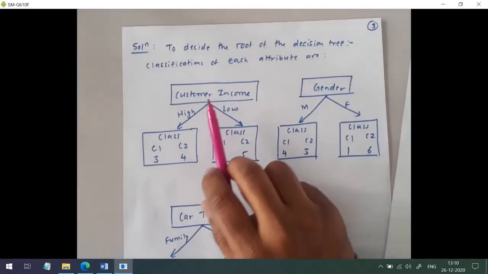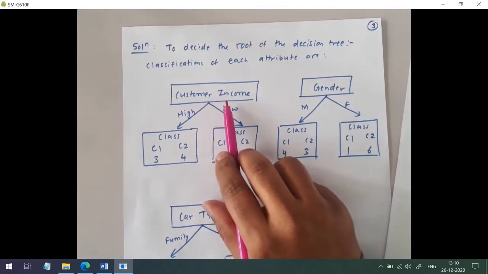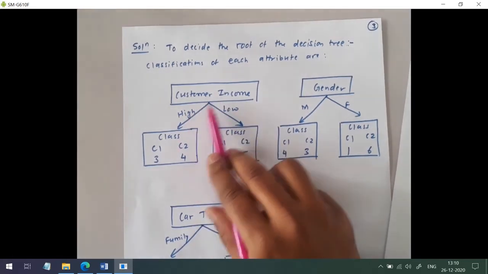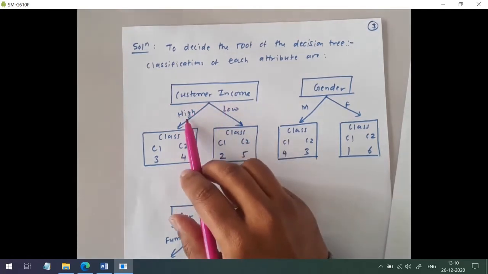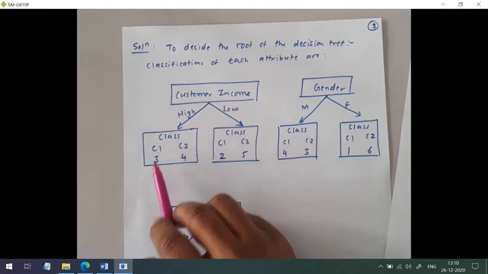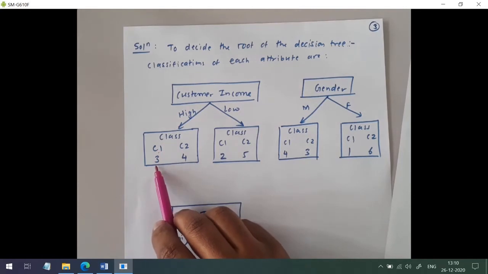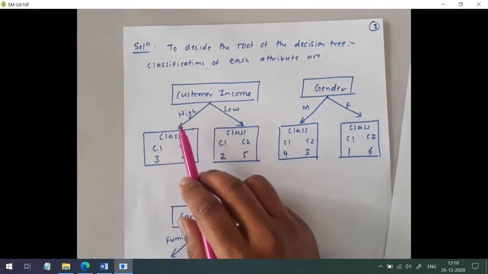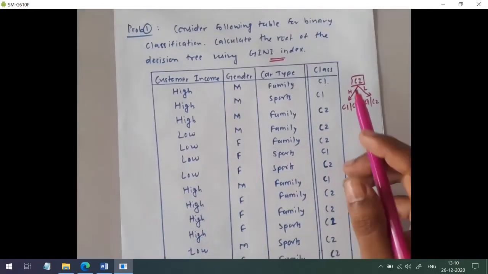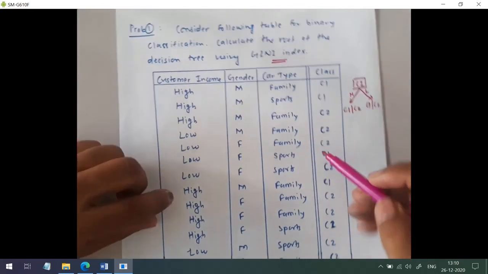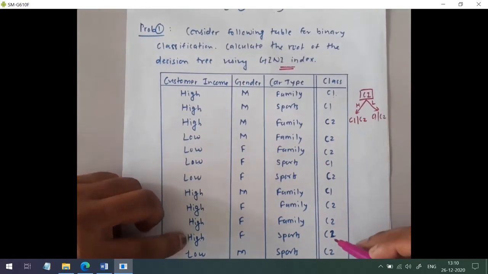First we are considering the customer income attribute. It has two values, high and low, and when the customer income is high, how many times are we getting C1? We have calculated that as 3. Then calculate the combination high and C2, the number of occurrences of high and C2: 1, 2, 3, 4.